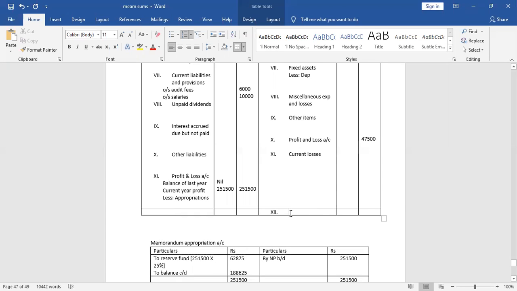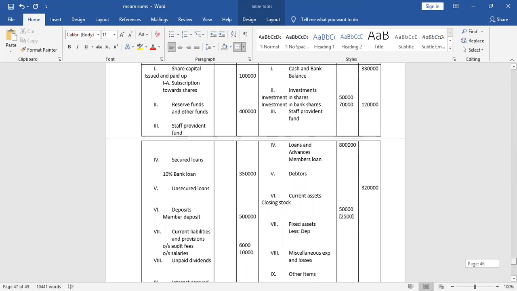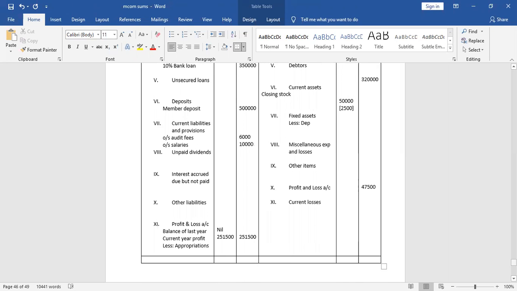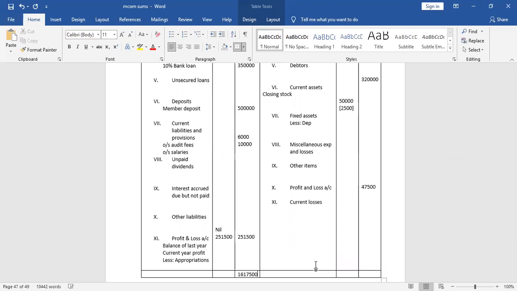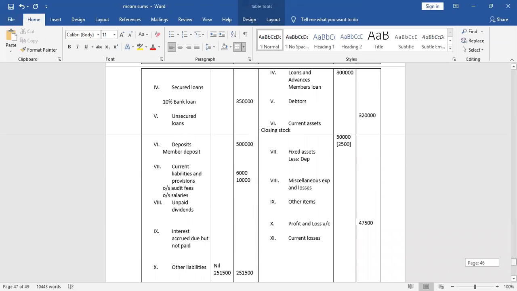Now see whether this balance sheet is tallying. We have to check whether the balance sheet is tallying or not. What is coming? 1 lakh, 4 lakh is 5 lakh, 8 lakh 50, 8 lakh 50 plus 5 lakh, 13 lakh 50,000, 13 lakh 16,000. How much did you get? 16 lakh 17,500. So here also 16 lakh 17,500. And what all things do we have?